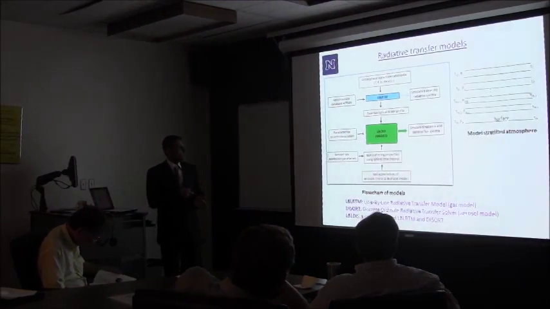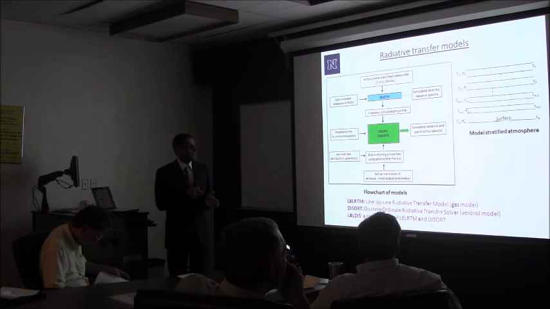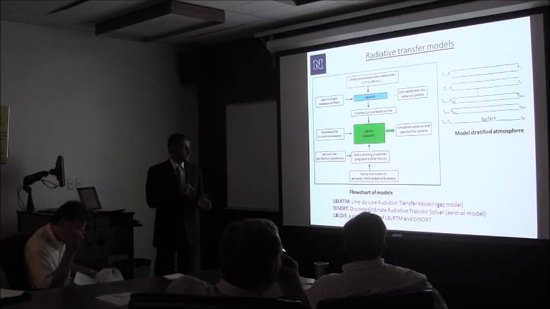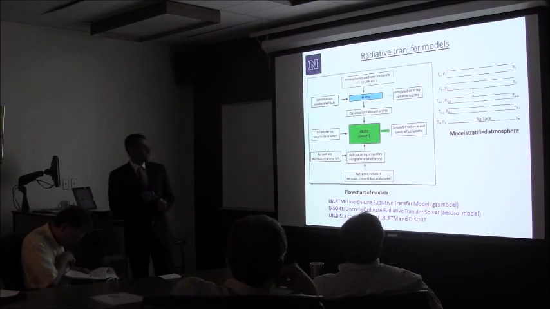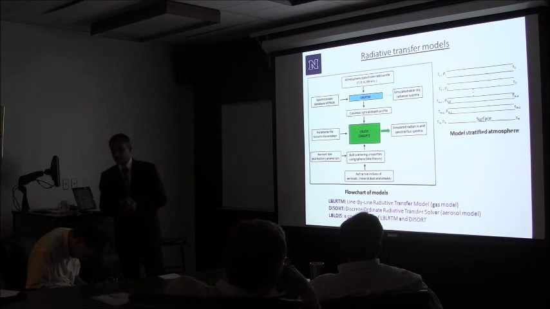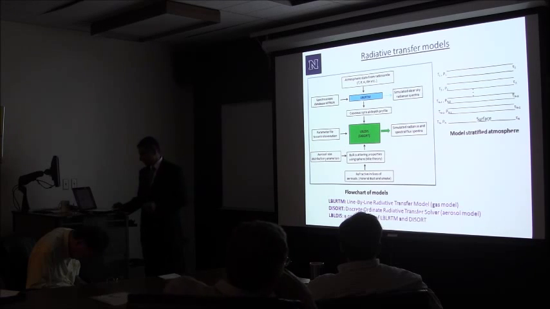Remember, these two models use the multi-layered plane parallel atmosphere to output those things, where T and P represent temperature and pressure, and this term tau represents the optical depth in each layer of the atmosphere.